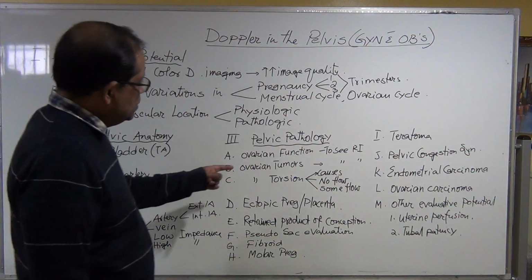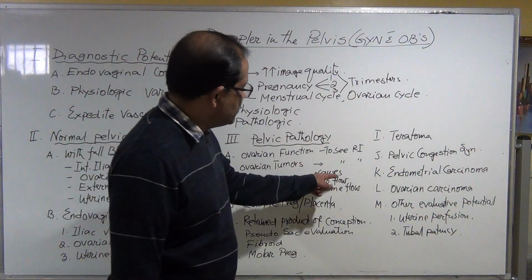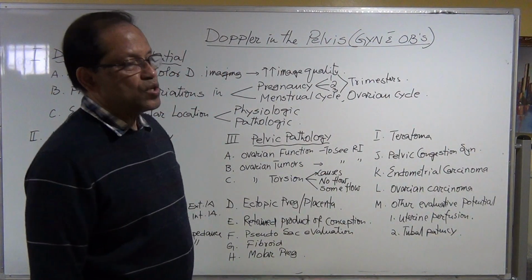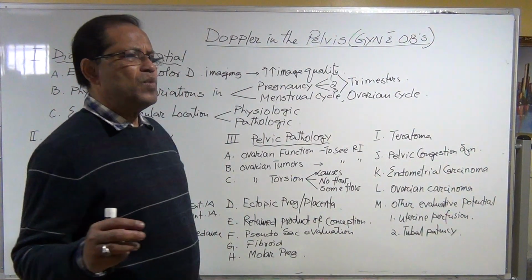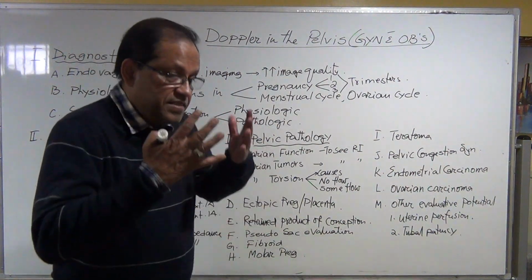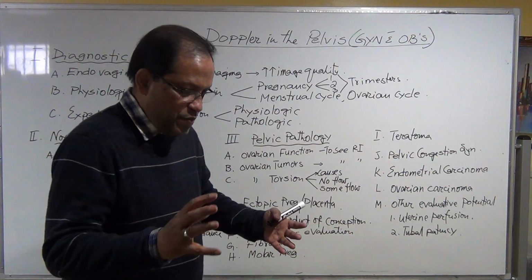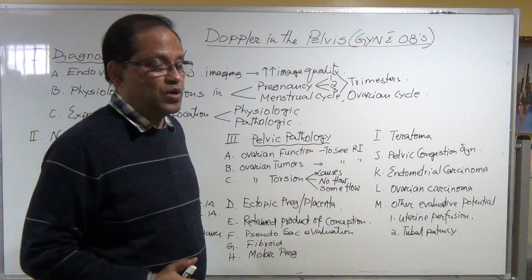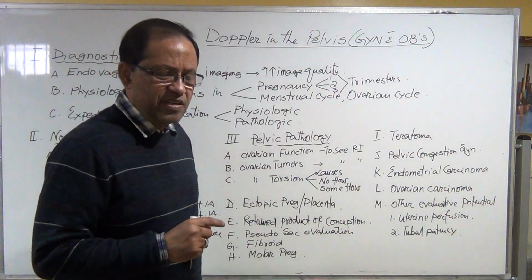Okay? With a Doppler for ovarian torsion, we can figure out what the causes of this ovarian torsion are. Keep that in mind. Normally the ovary does not get torsion unless the ovary is too heavy, too big. So now we need to understand what makes the ovary heavy.